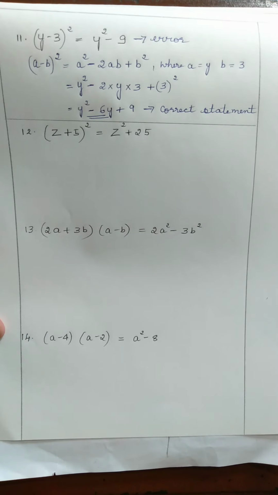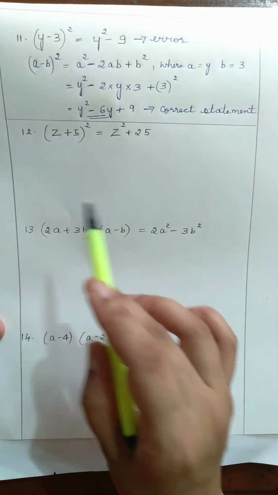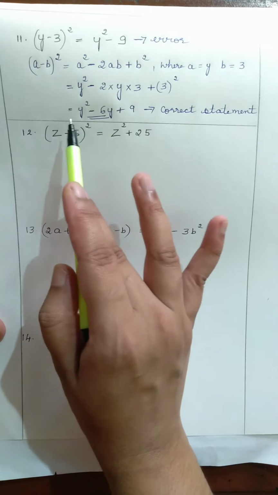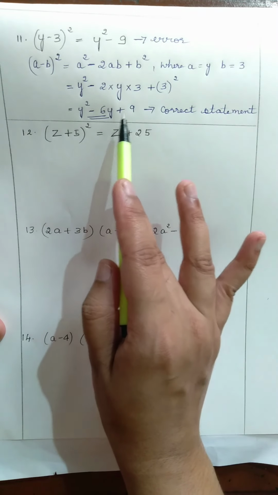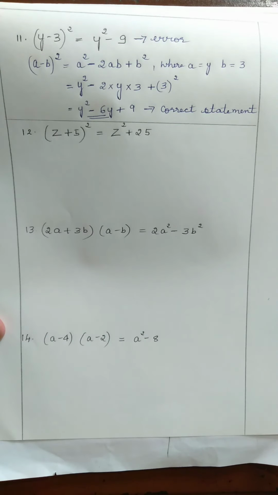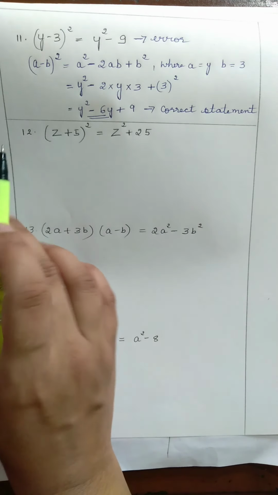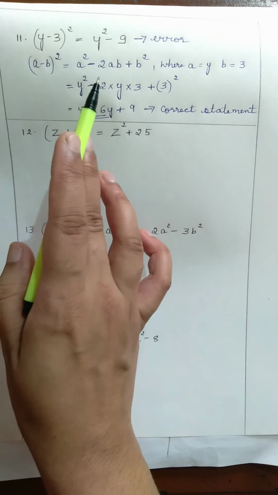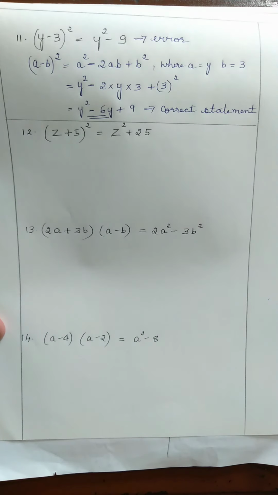So children, this is the answer for the 11th problem, in which (y - 3) whole square is equal to y square minus 6y plus 9 is the correct statement. We have used the identity (a - b) whole square is equal to a square minus 2ab plus b square.